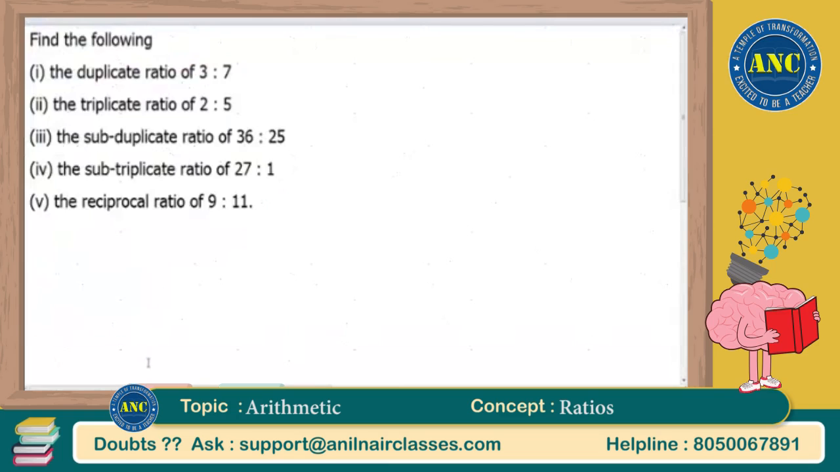Now see here. Just 1 second answer for all these things. Very, very easy questions. Find the following. Duplicate ratio of 3:7. Duplicate ratio is nothing but squares. That means answer is 3 square is to 7 square. 9 is to 49. Just you need to know the terminologies. Just let us spend some time to know the terminology so that it will not be a new terminology in the exam.